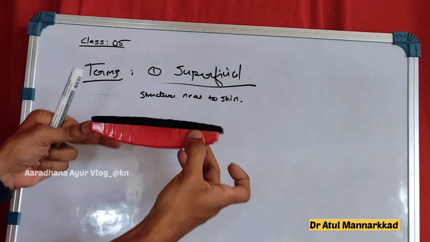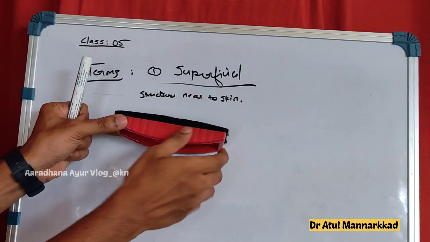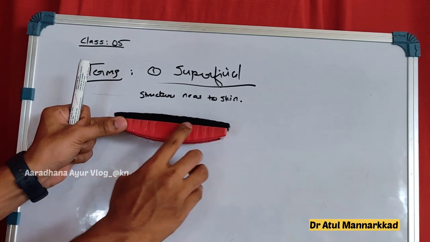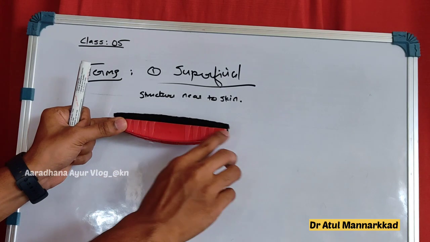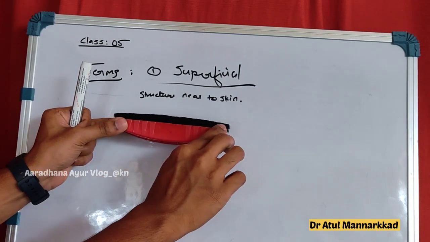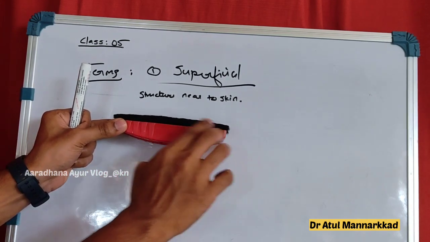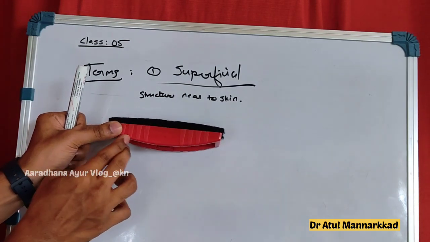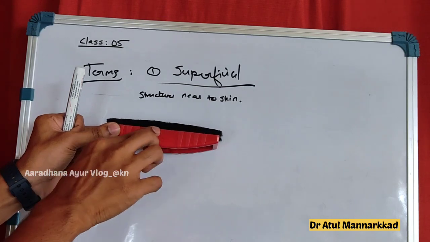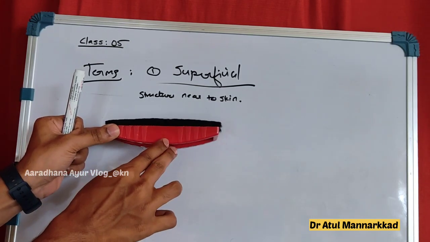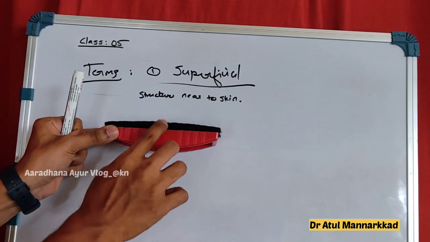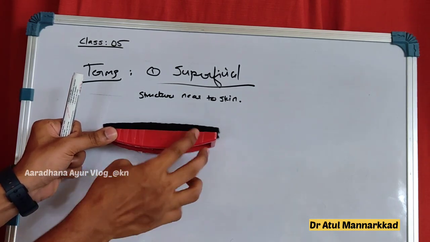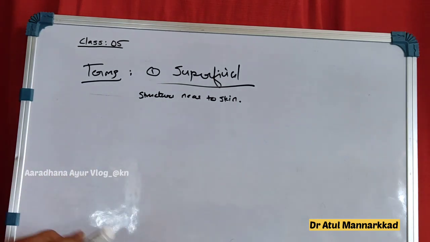If this black one is the skin, the structures which are present near to the skin, this red part, that is superficially placed. Okay, this is superficially placed. If it is the skin, this is superficially placed, and this is the deep. It is superficial, it is deep, because we should come this much down to here. So this is superficial and deep.